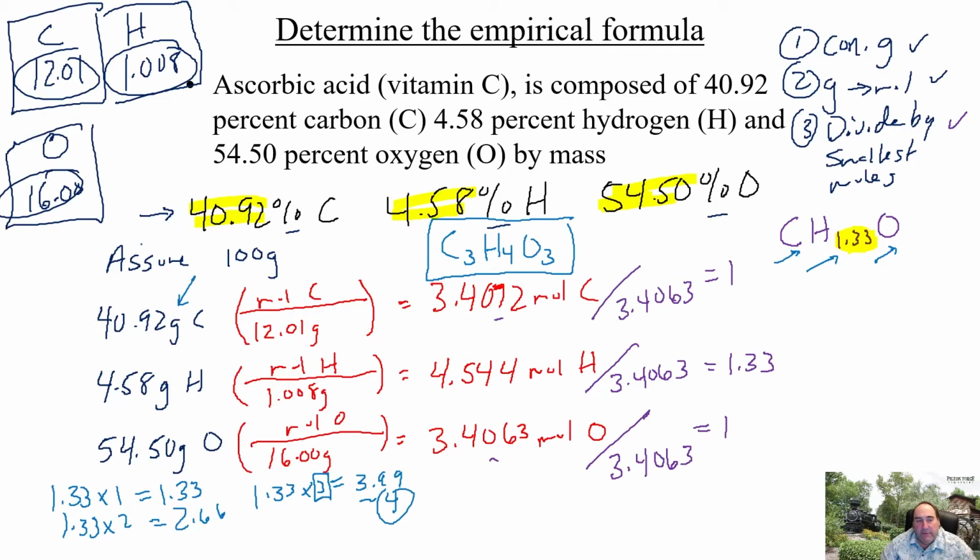Convert to grams, convert to moles, divide by the smallest. I guess that would be my 3rd step. And again, in this case, we did not hit all whole numbers, so we had to take that additional step to find that conversion factor. All right, let's take a look at a few more here to make sure.